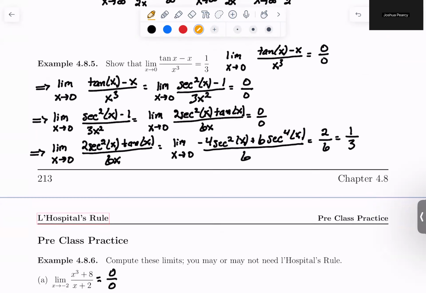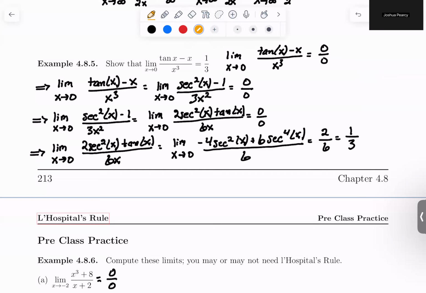Differentiate the numerator and the denominator. Differentiating the numerator gives us minus 4 secant squared x plus 6 secant to the 4th x, over 6. So now we just plug in x as 0 into the numerator, and we get minus 4 plus 6, which gives us a 2. And in the denominator, we have 6. So 2/6 can be simplified to 1/3.